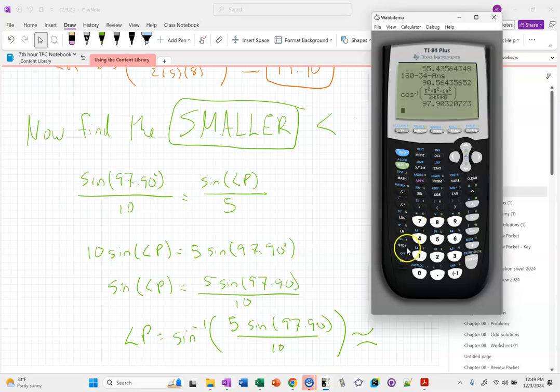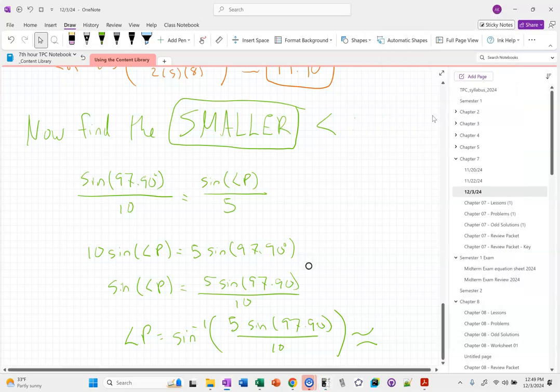And so there we go. Oops. Sine inverse. 5 times sine of, and I'm going to use that answer button on my calculator, and then divide by 10. So that gives me 26.69, or I'm sorry, 29.69.